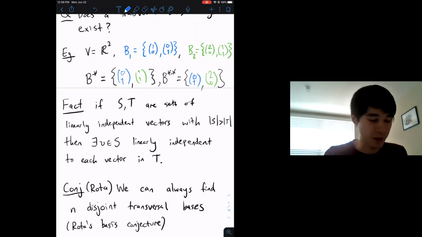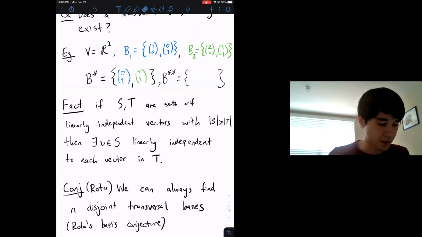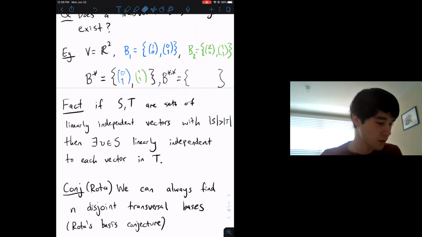It's still a transversal basis, but now we're stuck. Now, if you look at the remaining two vectors, they're (1, 0) and (2, 0), and that does not form a transversal basis. They're linearly dependent. So perhaps this is some inkling of what the difficulty is here.